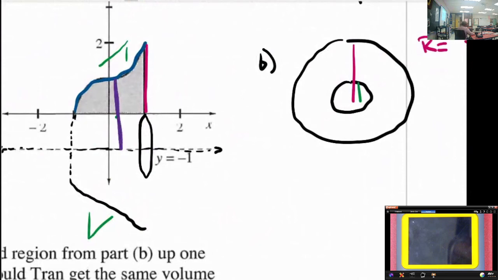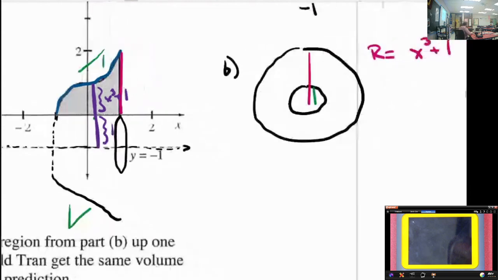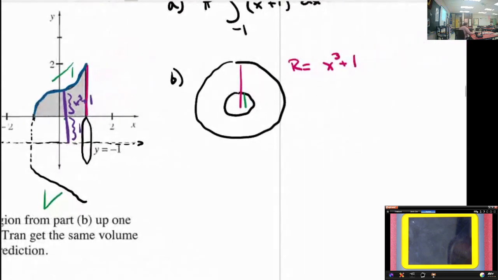Which is pretty easy to do if you think about it, because this part of it is just x to the third plus 1. And this part of it is just 1. So the outer radius is just going to be the wavy function x to the third plus 1 more to get to the inside of that revolution. So our new outer radius is actually x to the third plus 1.